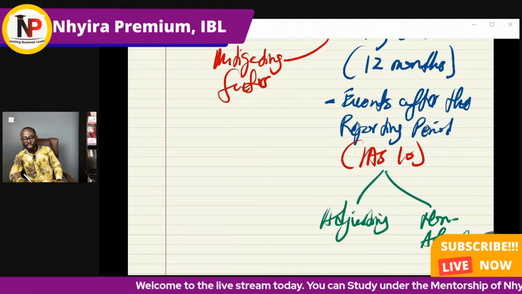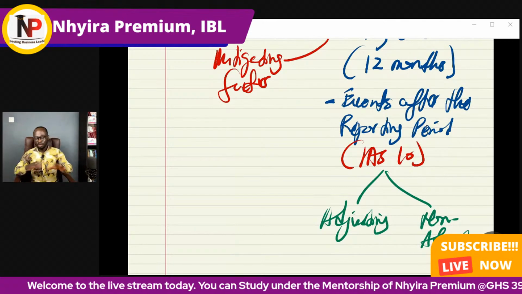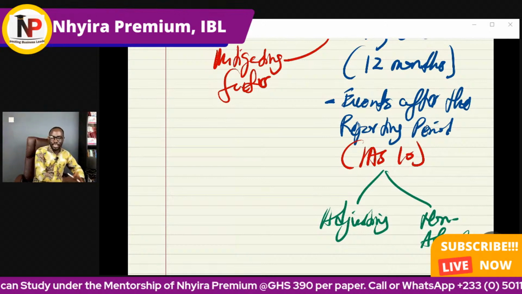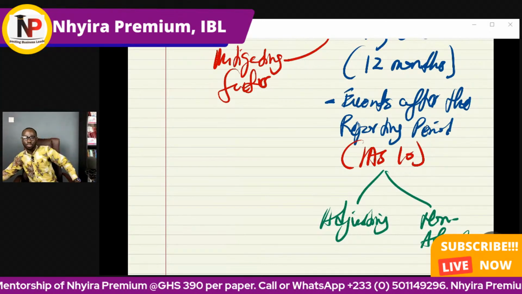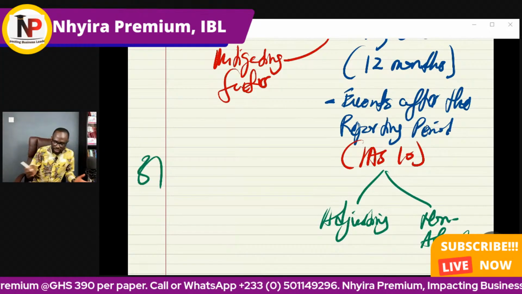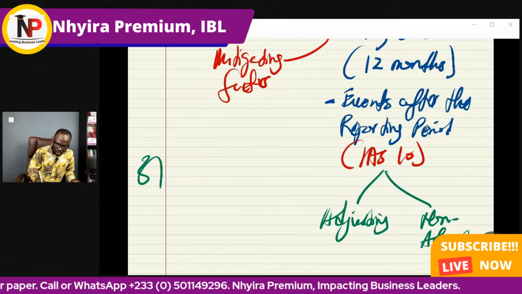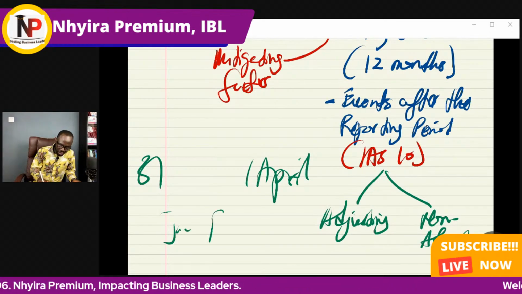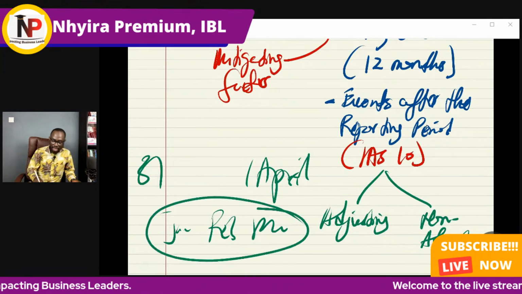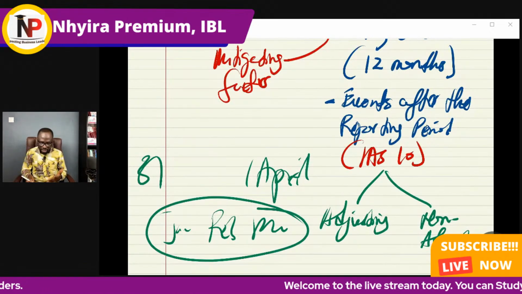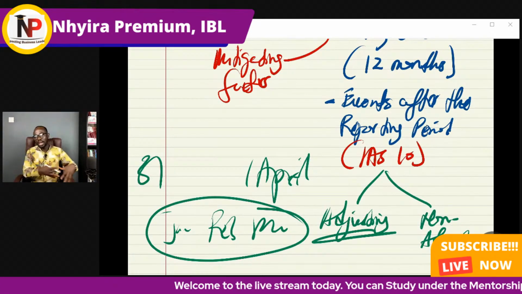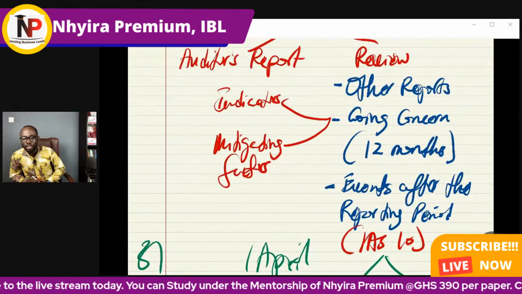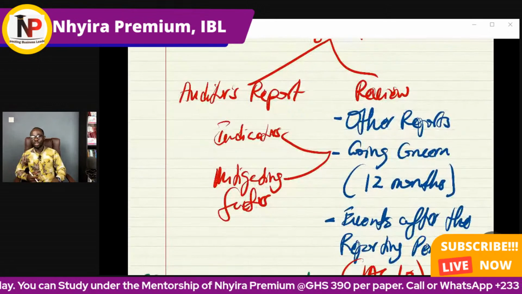The reason is that, when the year ends, the events after the reporting period simply is the period between when the year ends and when financial statements are authorized. So let's say our year end is 31st December, and our financial statements are issued on, let's say, 1st April the following year. So it means January, February, March. All the things that occur in these three months, the auditor would have to look at them and determine whether they are adjusting events or non-adjusting events. And that is also one of the things the auditor does at the review stage of the audit.